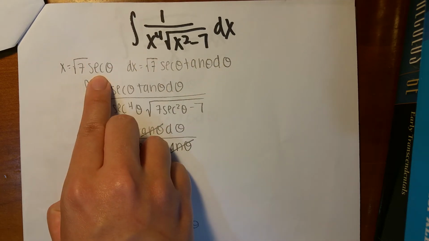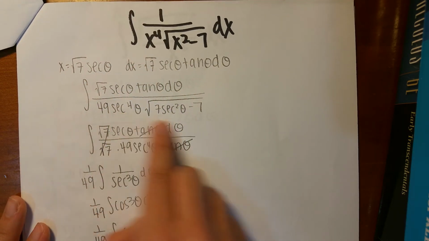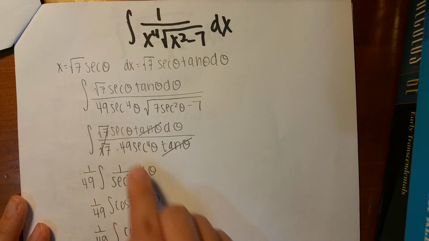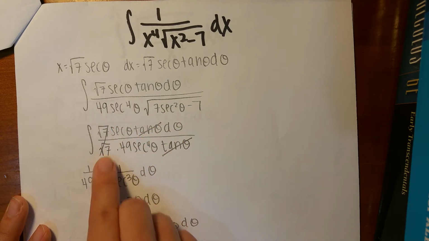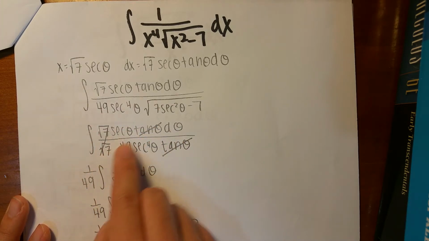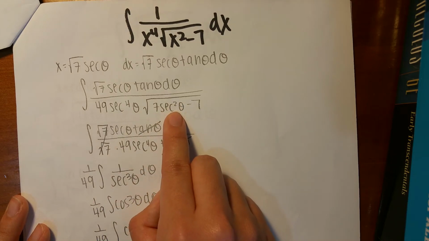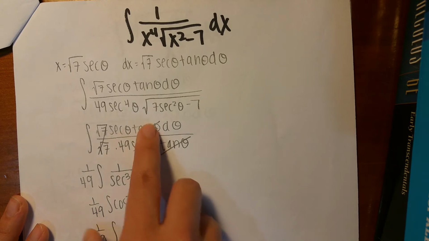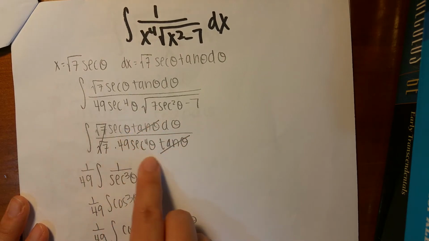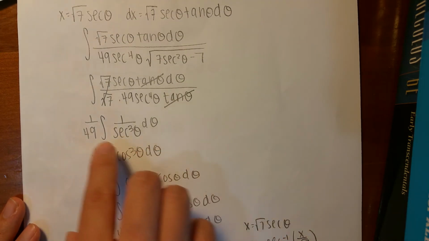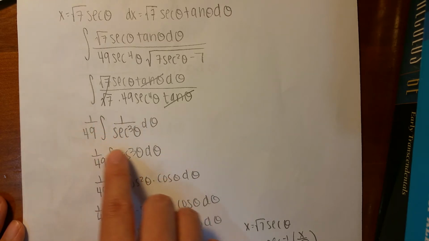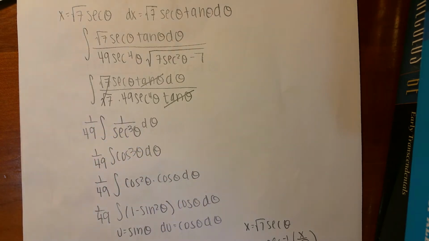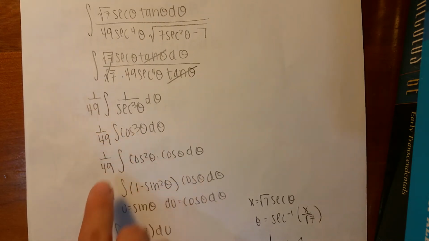We make both our substitutions for x and dx, and we get this giant thing right here. We can pull out a root 7, and our root 7s will cancel out, and then we can use an identity because we know that secant squared theta minus 1 will equal tangent squared theta. Then our tangents cross out, and one of our secants cross out. Then we end up with the integral of 1 over 49 times 1 over secant cubed theta, which is equivalent to 1 over 49 times the integral of cosine cubed theta.